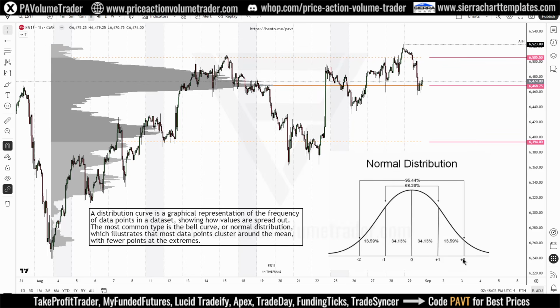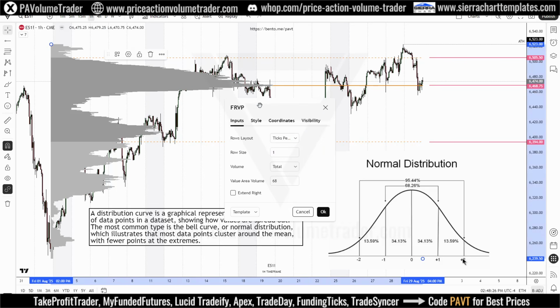But as we're going to see, we have the profile, and we're going to look at value area high, value area low, and point of control. And these are the lines I have here. Okay, so you can see the values that we have: 65.0550, 64.6875, 63.94. Okay, and this is set at 68%.